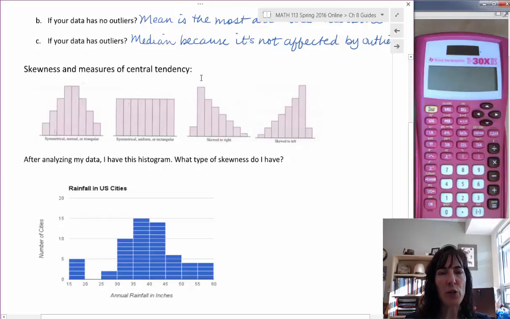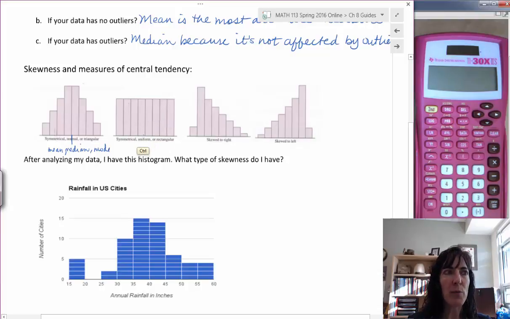Skewness and measures of central tendency. So if we have a symmetrical, normal, triangular, or even mound-shaped distribution like our histograms that we were looking at before, if we can take all our data and put it into a histogram, right here in the center, that's where we're going to find our mean, our median, and our mode. Okay, they will all be right there in the middle of our distribution.